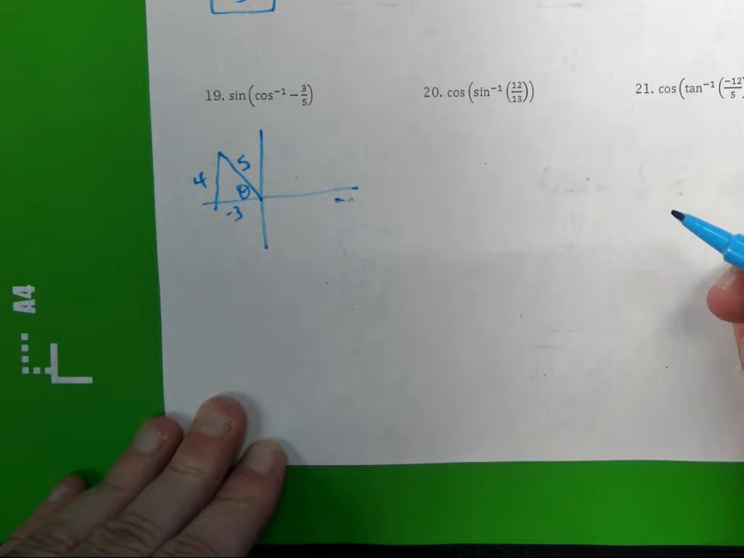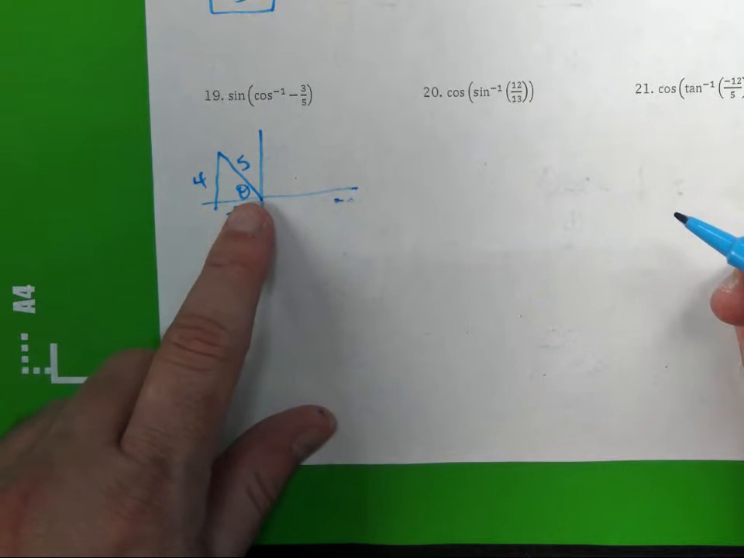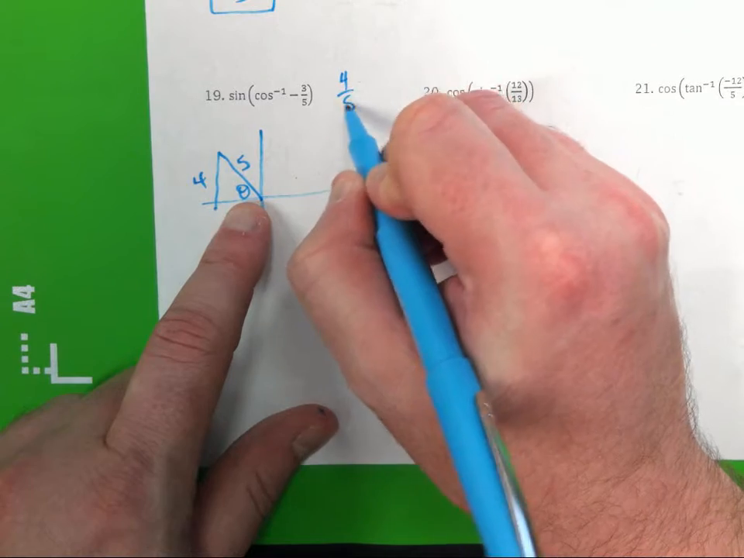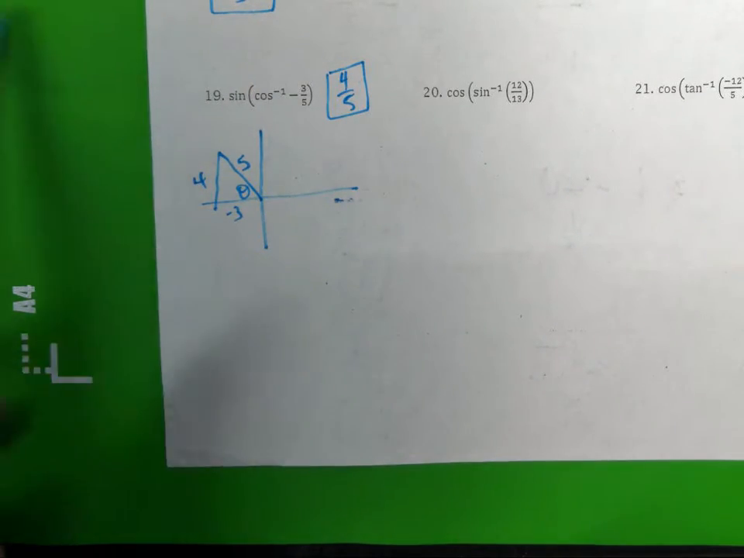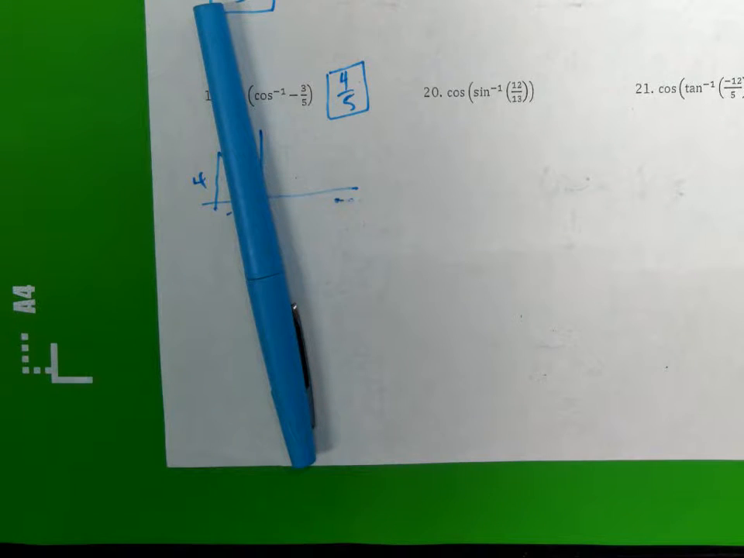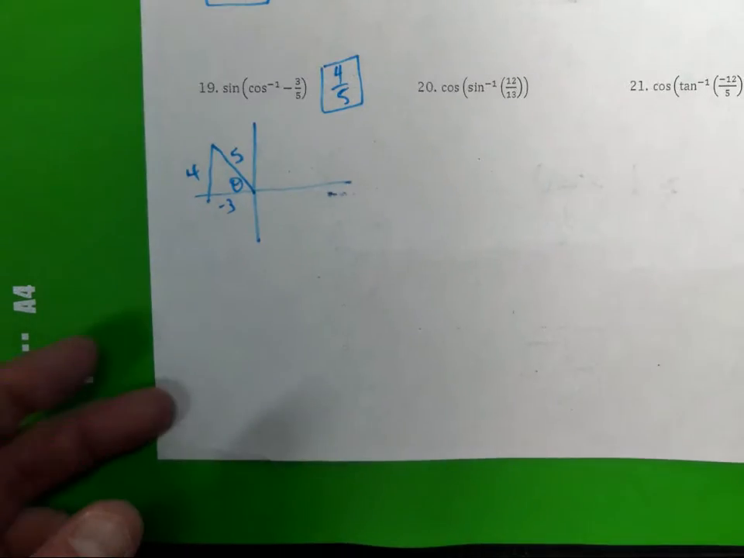I want the sine of that. Opposite of theta is 4 over the hypotenuse is 5, 4/5. Okay? You only do this when you have weird values, okay? Alright.